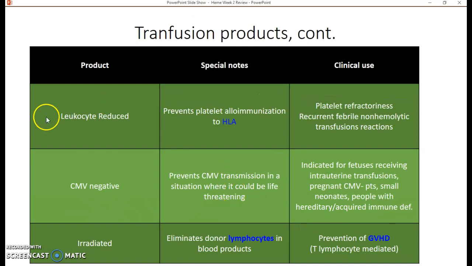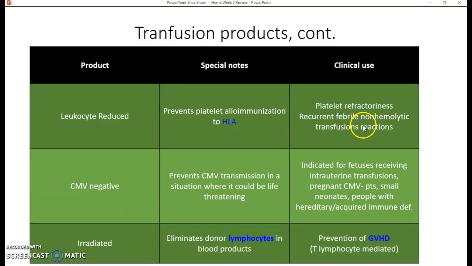More transfusion products. This is mainly for red cells, but it can affect anything, platelets, etc. Leukocyte reduced means you send the product through a filter. It prevents platelet alloimmunization. As you know, white cells have both HLA, MHC class 1 and MHC class 2. You require both of those to induce alloimmunization. Platelets only have MHC class 1 HLA antigens. By themselves, just having platelets won't cause alloimmunization, but having the white cells will. So leukocyte reduced reduces that risk.